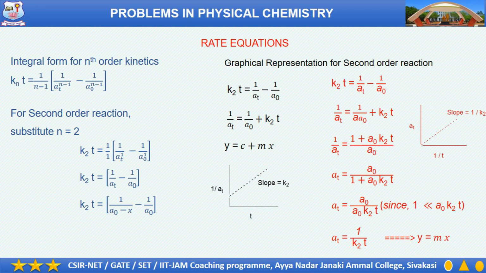And if you simplify, the equation is simplified as K2 into t. This and this cancel. Now A_t is equal to this one. Now plot A_t versus 1/t. You will get a straight line passing through the origin and with a positive slope. The slope is equal to 1 by K2.